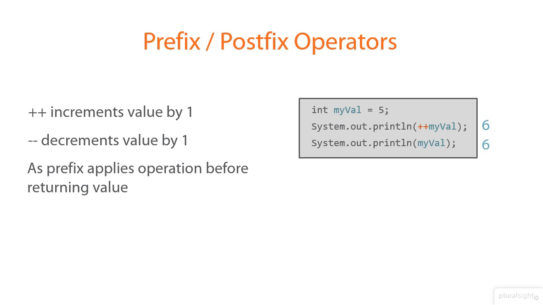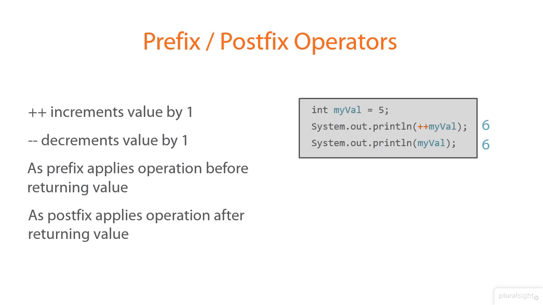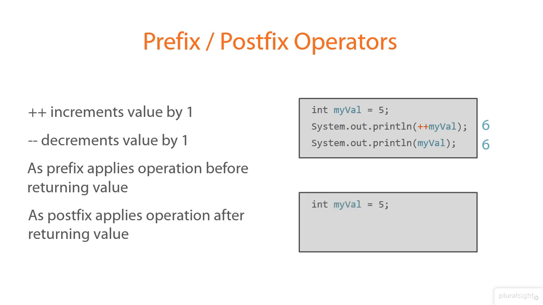But now if I move the operator after the variable, it's now a postfix operator. And what that means is that I get the value back and then the operation is performed. So if I look at similar code where I have my variable myval, I set it to 5. But this time when I print it out, I say myval plus plus, so I'm doing a postfix increment. The value printed will be 5 because that 5 was returned. But myval is now incremented. If I print myval now, I will get 6.